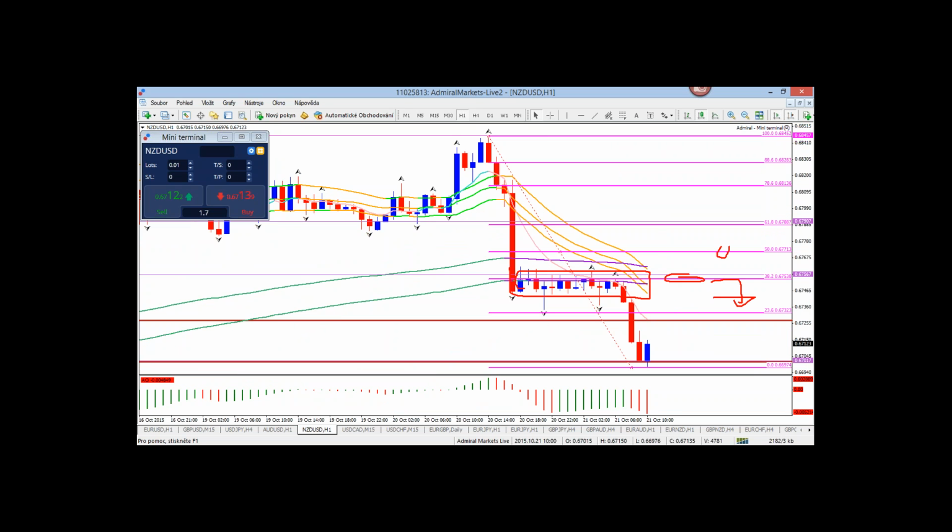Alternatively, still the 50 and even the 61.8 fib, or any of these fibs, are actually, I think, potential turning spots, in fact.